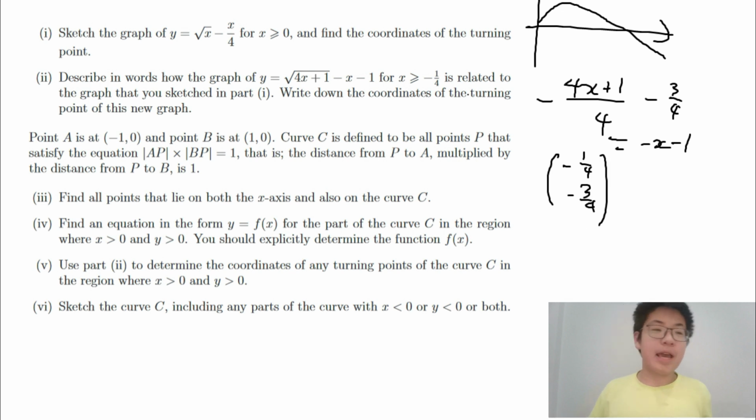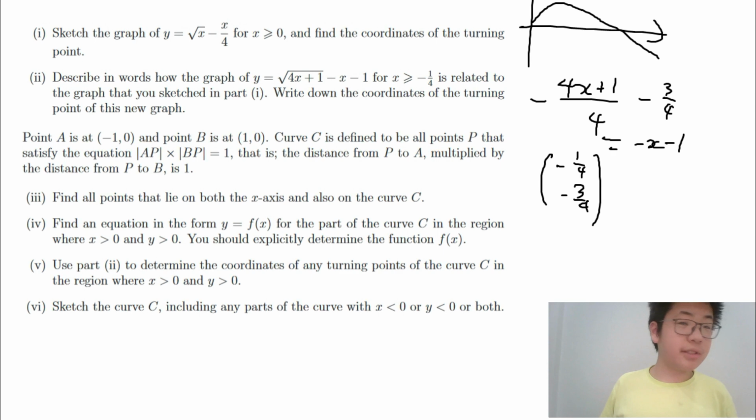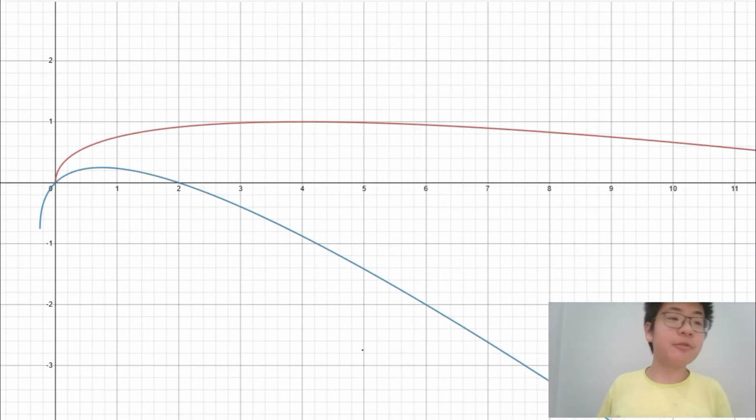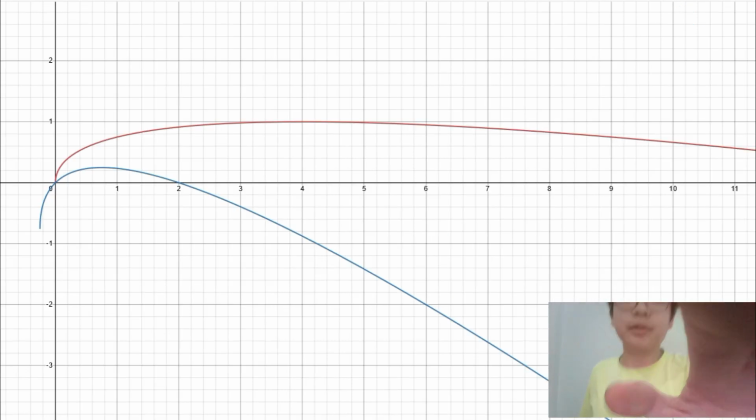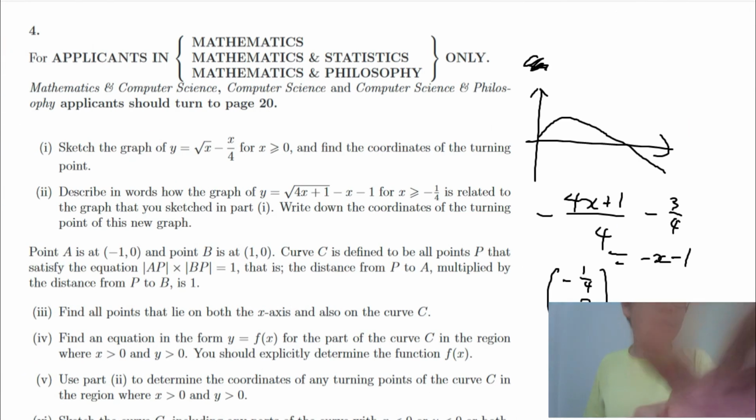As you can see in the Desmos graphs here, which I have copy pasted from the Desmos graphing calculator, the red graph is square root of x minus x over 4, and you realize that the blue graph, which is the transformed graph, has successfully been transformed. So, let us continue with the question.